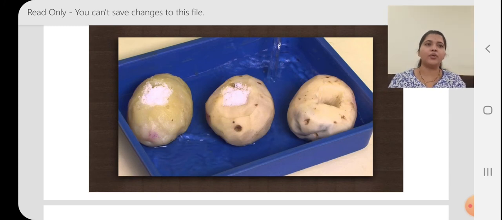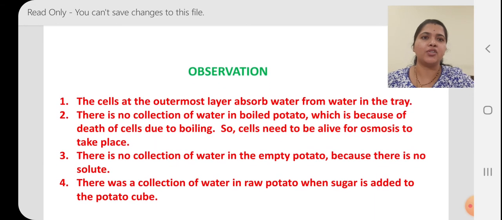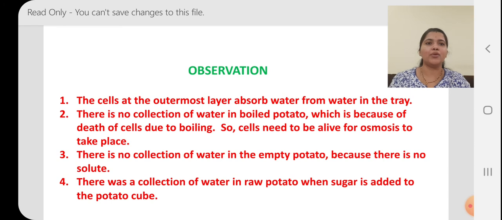So what you have to do, then you leave it for some time and observe how it absorbs and all. Okay, let's go with the observation. So the cells at the outermost layer absorb water from the water in a tray through the plasma membrane. There is no collection of water in boiled potato, children, because of the dead cells due to boiling. Due to boiling, the cells will be dead. So cells need to be alive for osmosis to take place.